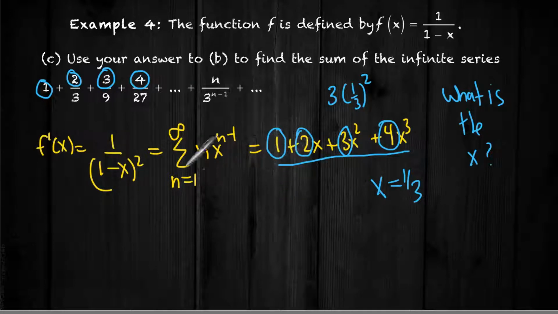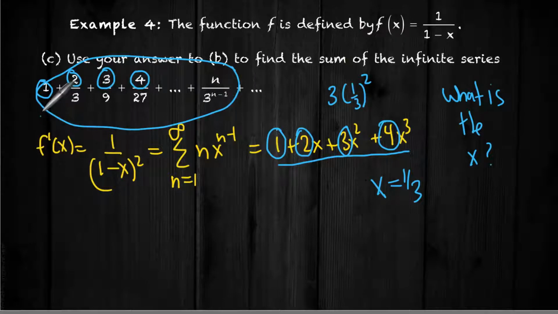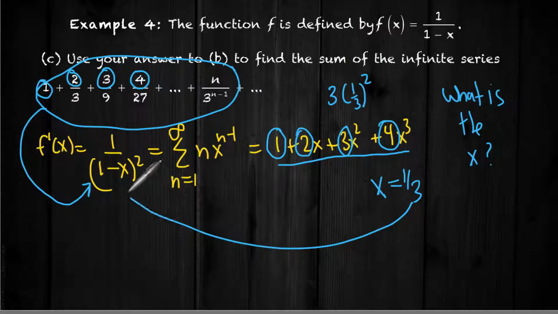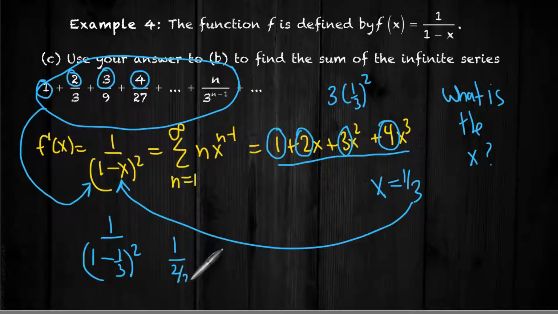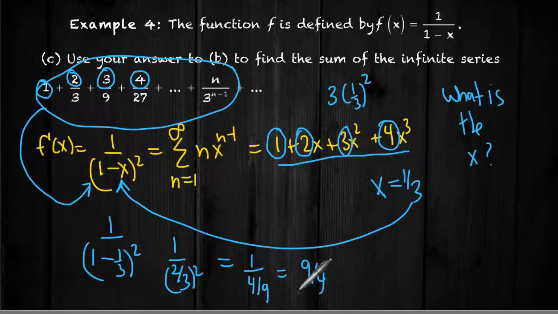So if that's the case, then we can approximate this. Actually, this infinite series is really an approximation. Watch this. This infinite series is nothing more than an approximation of this function. And if we've already determined that x is 1/3, we can take 1/3 and plug it in here, and now we can get the exact value. So 1 minus 1/3 squared. So it's 1 over 2/3 squared, which is going to be 1 over 4/9. Flip that and multiply, and we get 9 over 4.